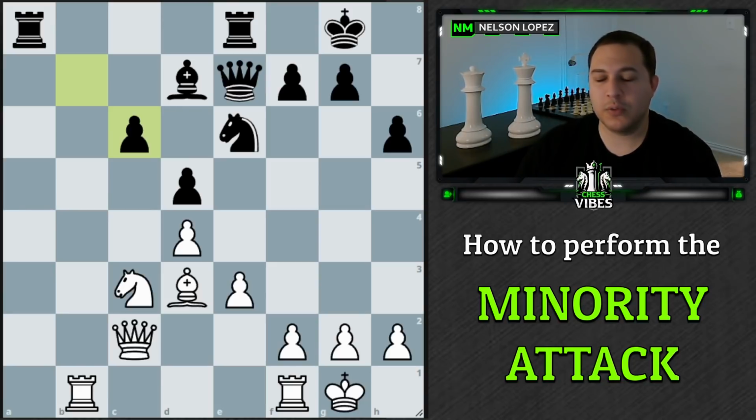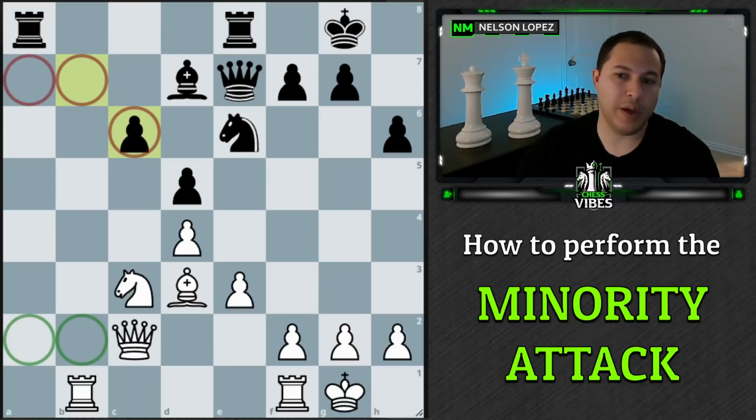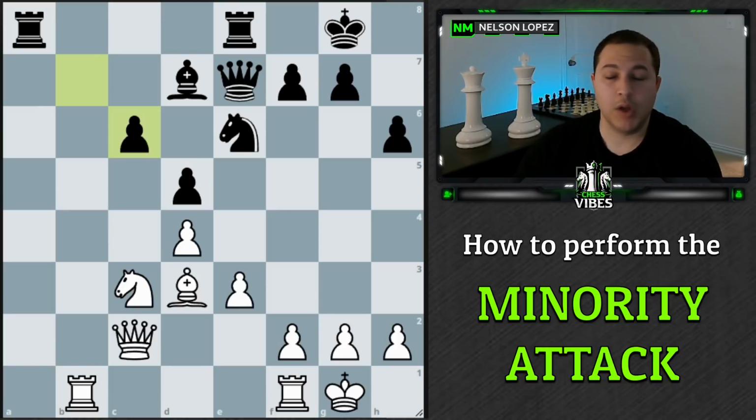And so, I recommend if you play d4 and you play the queen's gambit and you end up taking and black recaptures, and you get yourself in these situations where there's like 3 black pawns against your 2 white pawns, and you don't know what else to do, I would say try the minority attack. It's not easy to stop.